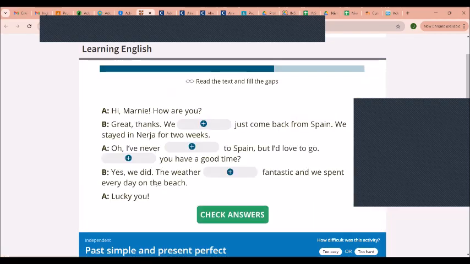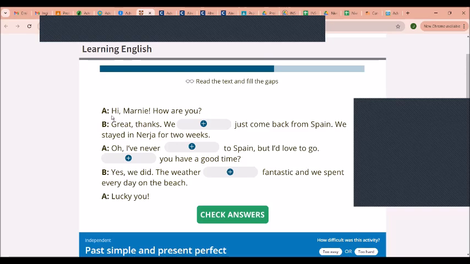In this, you need to choose whether it's present perfect or past simple. All right, so let's start off with the present perfect. Alejandra, you're A, and Monse, you're B. All right, Ale, you first.